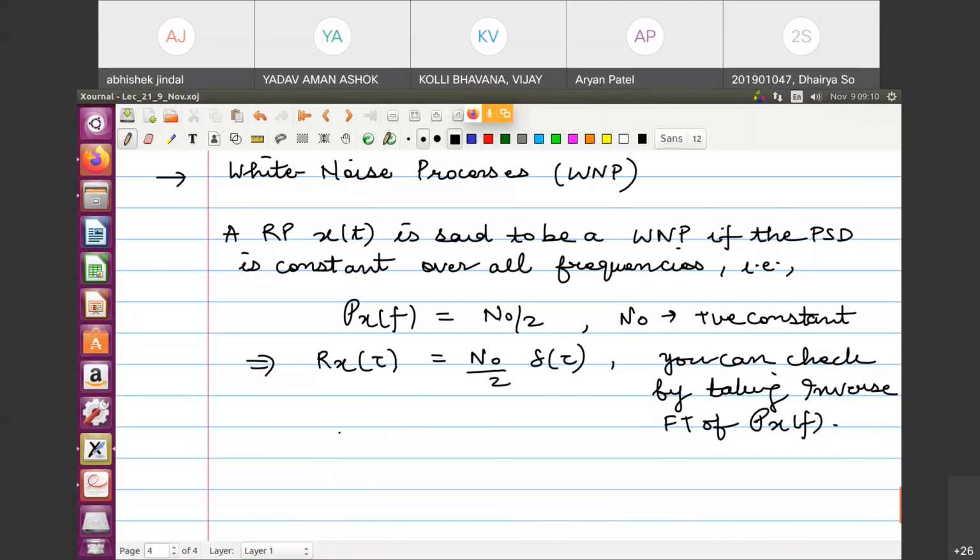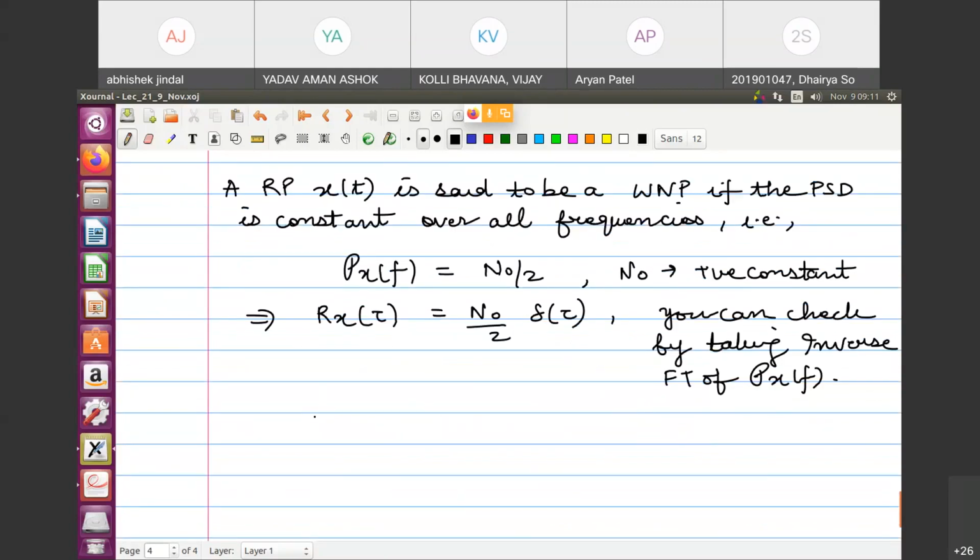Or in other words, if the autocorrelation function is a delta function, it means the process is, if tau is not 0, the autocorrelation becomes 0. Suppose tau is equal to 1, then delta of 1 is 0. So this Rx(1) is 0. So for any shift, the process is uncorrelated.